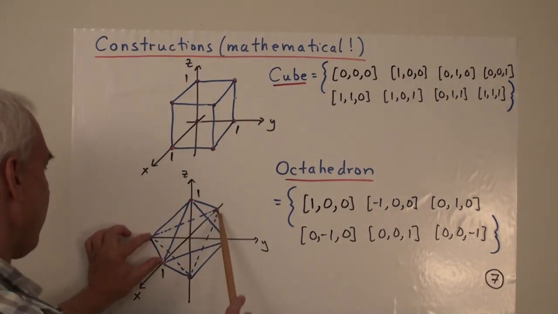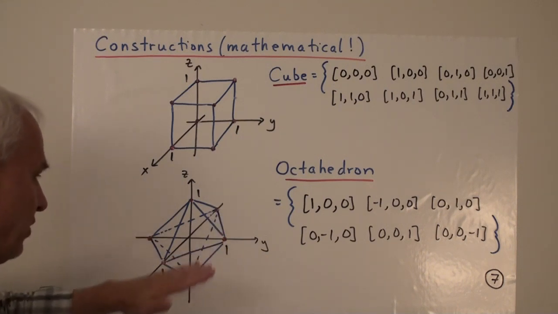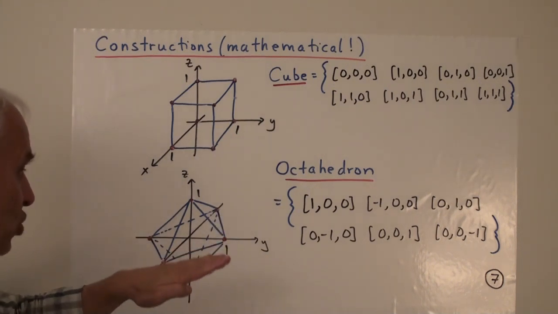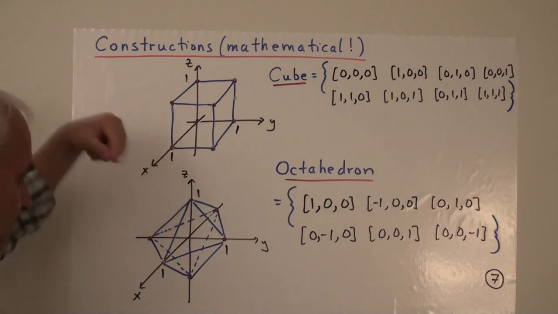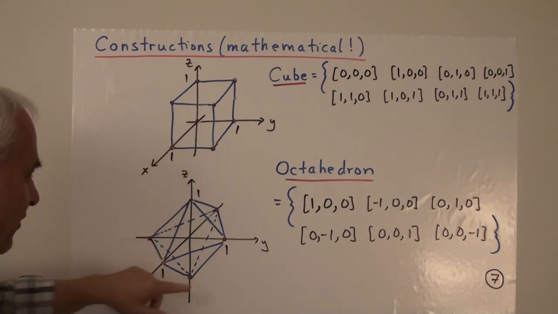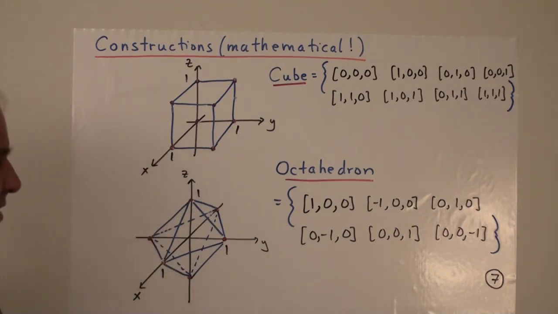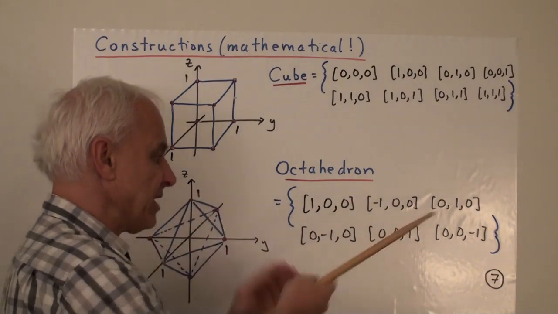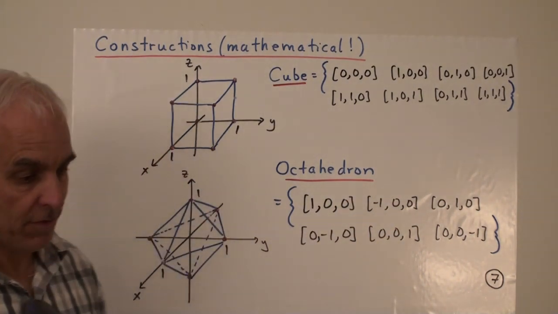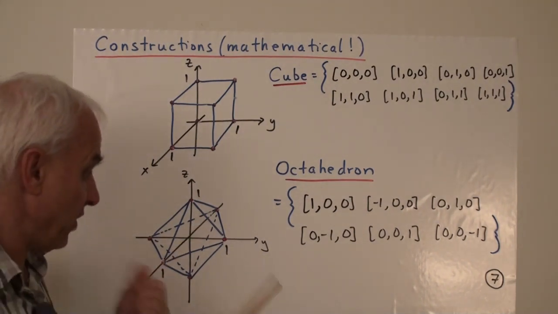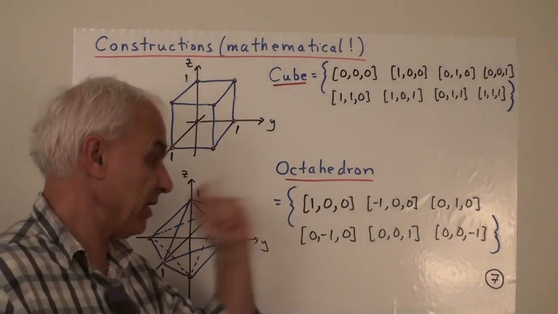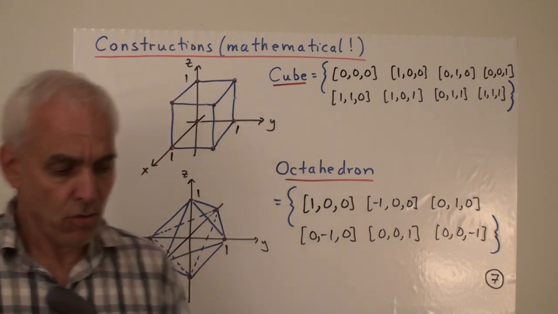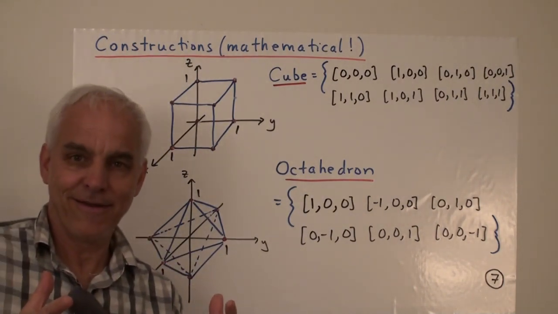For example, these 4 here could be regarded as a sort of equatorial square. This is the vertex on top, this is the vertex on the bottom. That's one way of thinking about it. So this is a very finite, concrete presentation of the octahedron. It's really a definition of the octahedron. One could say this is what the octahedron is. Of course, it's no longer a solid.